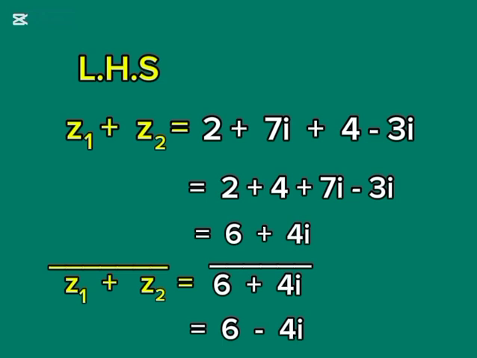Now in the left-hand side, there's the conjugate of the whole z1 plus z2. So after solving z1 plus z2, we take the conjugate. Now take the conjugate of 6 plus 4 iota. The conjugate changes the sign of the imaginary part. So 6 plus 4 iota becomes 6 minus 4 iota. Hence, the left-hand side is equal to 6 minus 4 iota.